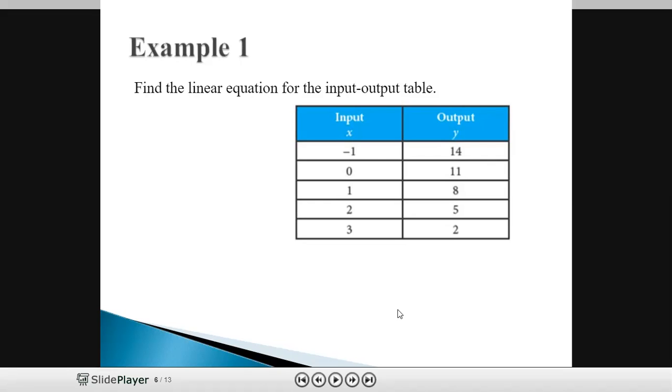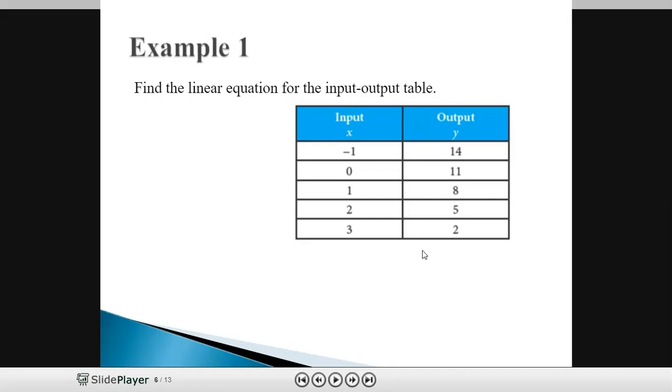Dependent variable. Again, Miss, can you see the question, please? The question is, find the linear equation for the input and output table. I said we have different words that have the same meaning. If I say input, it's looking for the x. Yes, it represents x, and we can also denote it by the independent value. And output is y, and we can denote it by the dependent value.